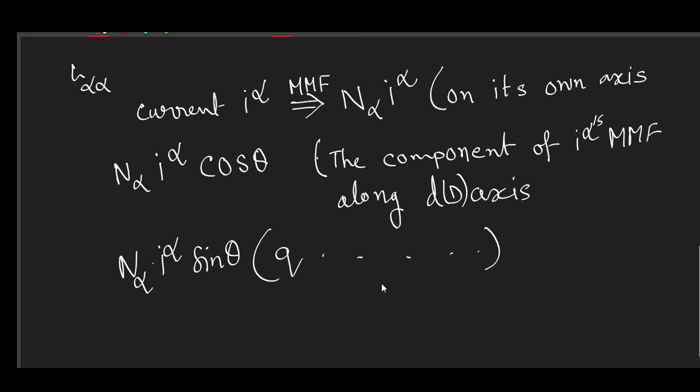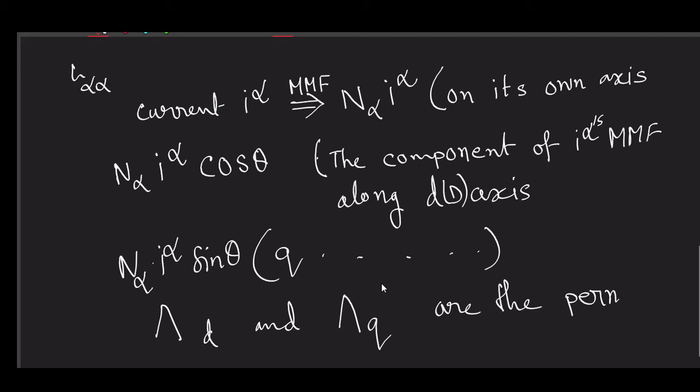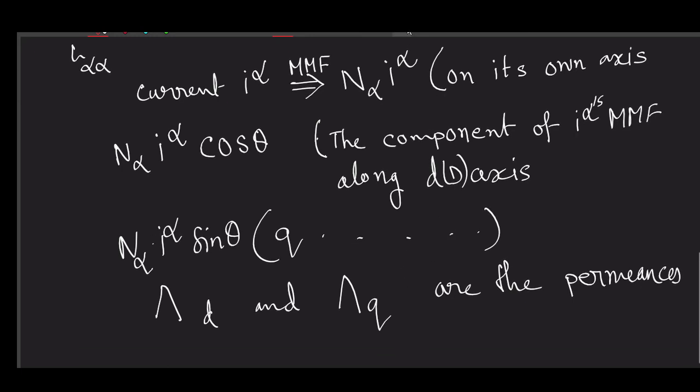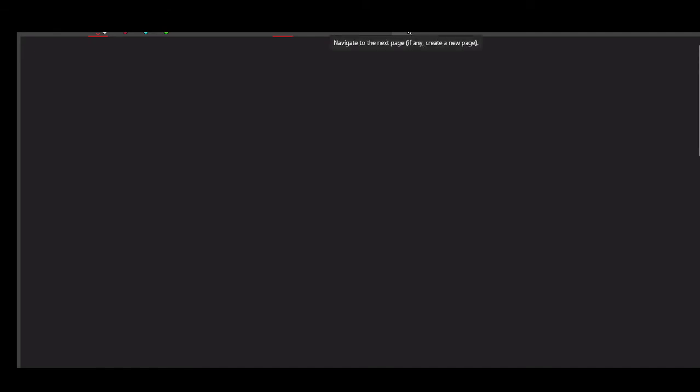So let us consider that capital lambda d, lambda q are the permeances of d and q axis.